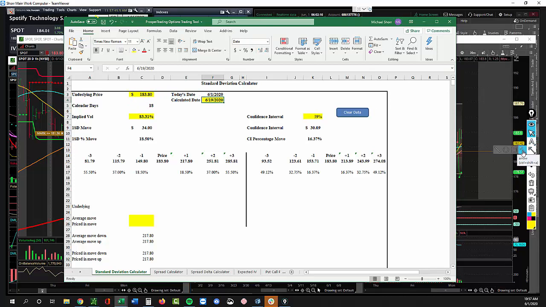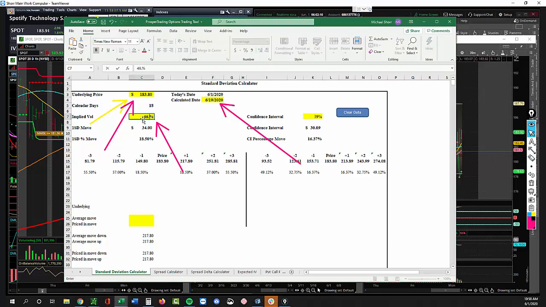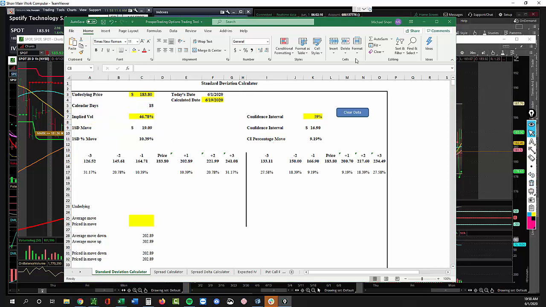And let me, for those that are not familiar, price. I know this is actually not the best color if we're using this. Price. Expiration date, now we need the implied volatility. The implied volatility, what I say is 46.78. Let me get rid of these arrows so they don't confuse everybody.